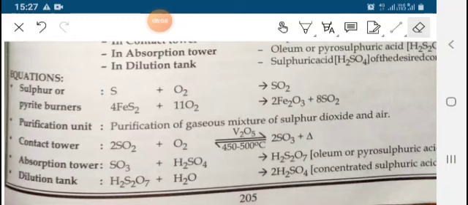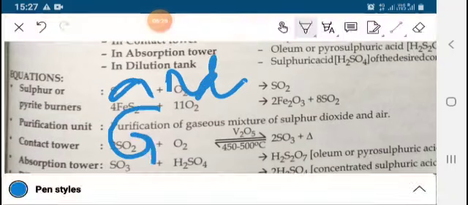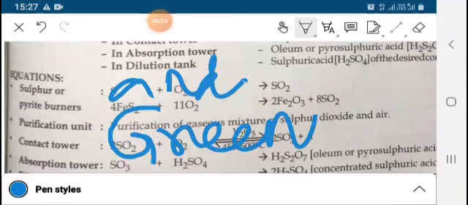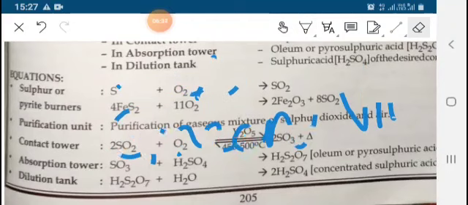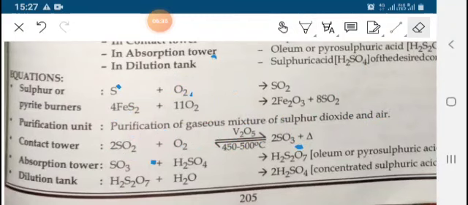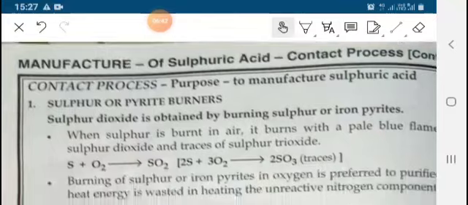Last question. Give the method of preparation of sulfuric acid from oleum and green vitriol. So the reactions should be given. I have given you the board questions. These are the most important questions.